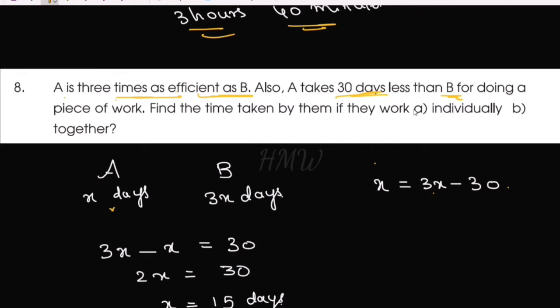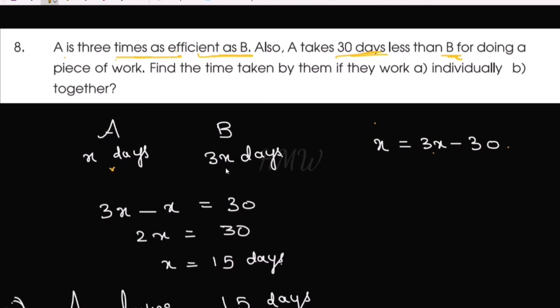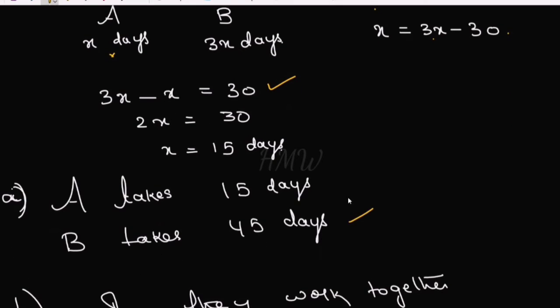So A is x. B is 3x. So 3x minus 30 is A. That means the difference between A and B is 30. That's what is given. 3x minus x is 30. So 2x is 30, x is 15. So A takes 15 days and B will take 45 days.